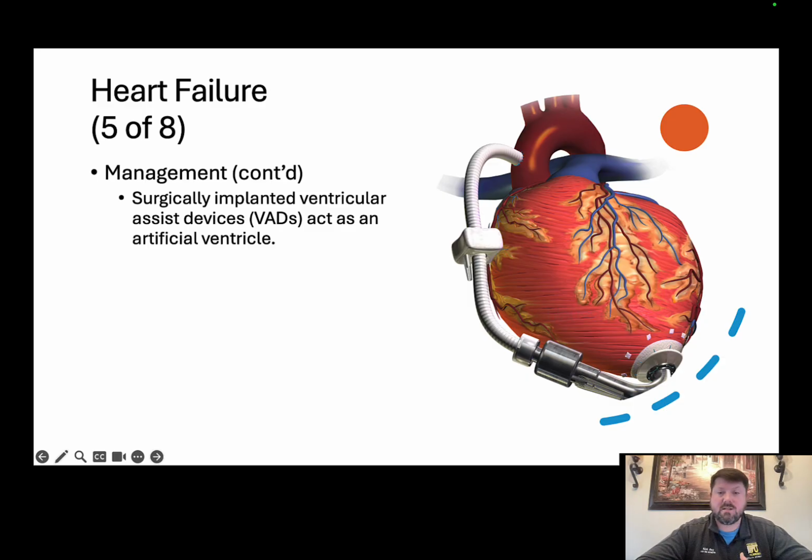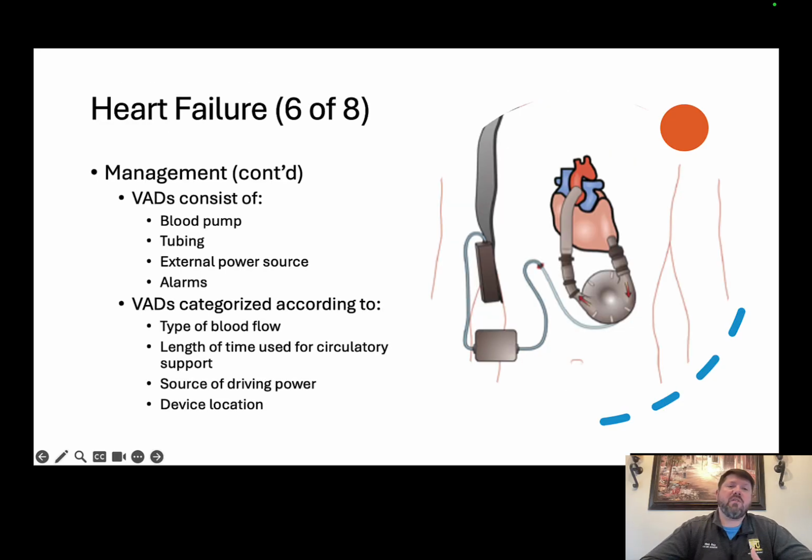A VAD may be used in the following situations: to allow the heart to rest until the patient's heart can resume its pumping function, as a bridge to heart transplantation, or as a lifetime therapy, also known as destination therapy. So the VADs consist of the blood pump, tubing, an external power source, and alarms.